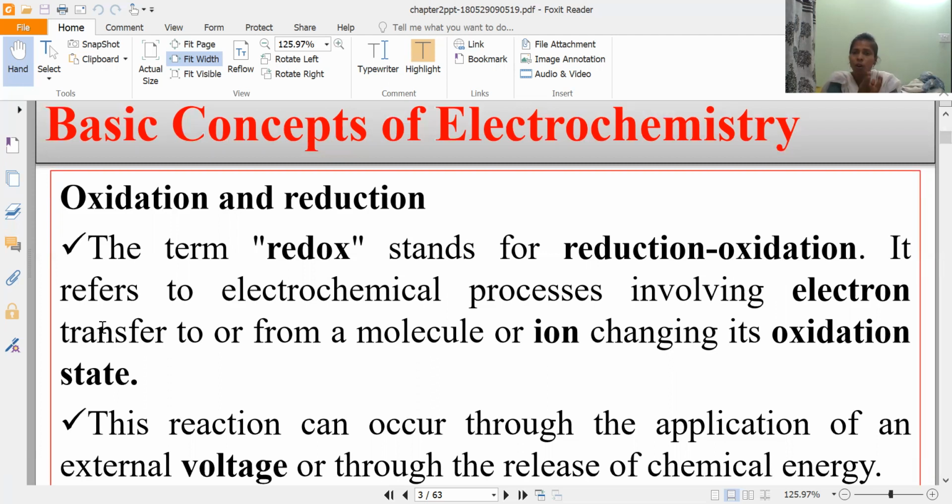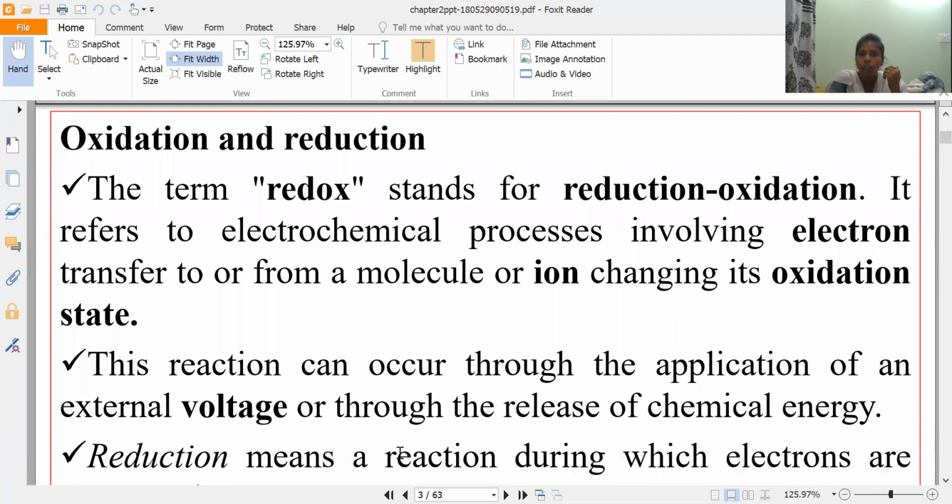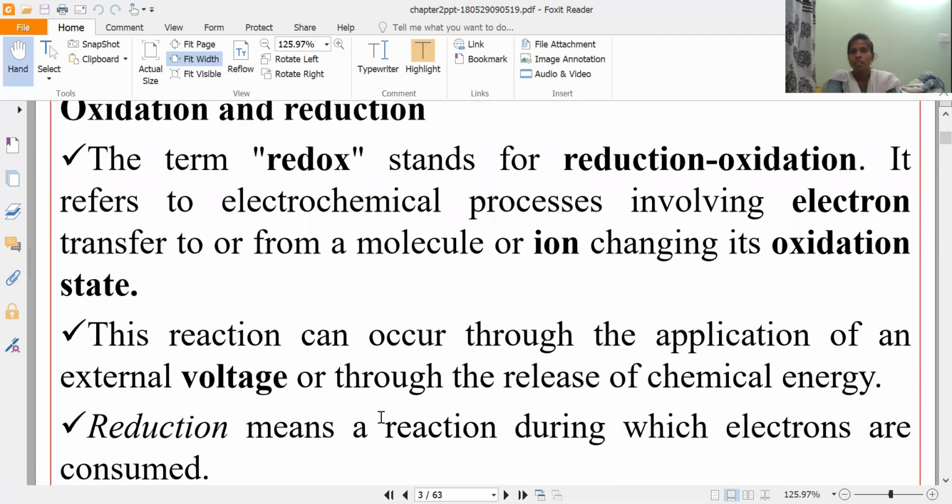So in oxidation and reduction, what is happening here? Either electrons are being lost or electrons are being gained. That means electrons are transferred here. Due to the transfer of electrons, ions are formed and the ions change their oxidation state. This reaction can occur through the application of an external voltage or through the release of chemical energy. So how do the reactions take place here? When we connect the two electrodes with the help of electricity, only then do the reactions start taking place.